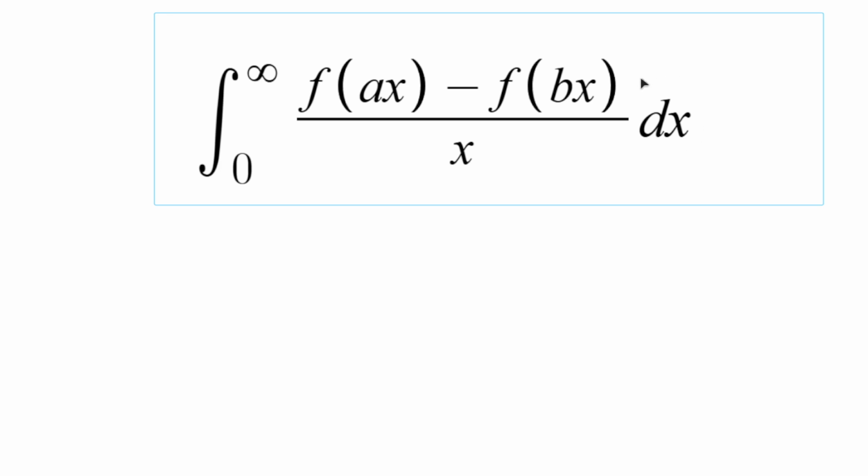Today we're going to be finding the value for any integral expressed in this form. That is the integral from 0 to infinity of some function f, evaluated at the point a times x, minus that same function evaluated at b times x, over x dx.